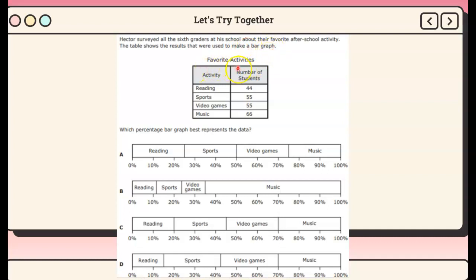Okay, so here's the activity, here's the number of students. Reading, 44 students, this was their favorite activity. Sports, 55 students prefer sports as their favorite activity. Video games, 55 students like video games as their favorite activity. And music, 66 students listen to music as their favorite activity. The question is, which percentage bar graph best represents the data? I'm going to give you a second to think about how you might solve this problem.